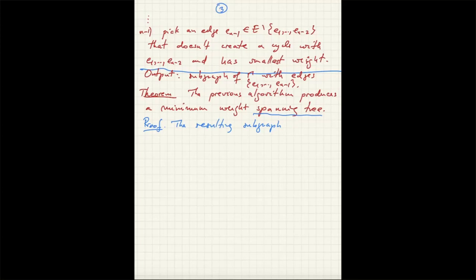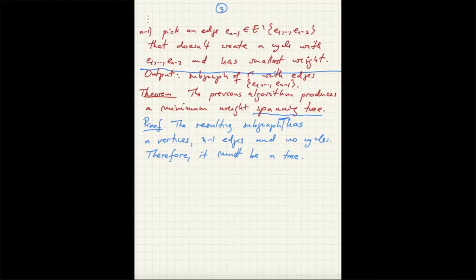has n vertices, n-1 edges, and no cycles. It has n vertices because we let this subgraph have n vertices. We choose n-1 edges, and we choose them such that they do not create cycles, so there's no cycle. Therefore, it must be a tree. So let's give it a name. The resulting subgraph, let's call it T.